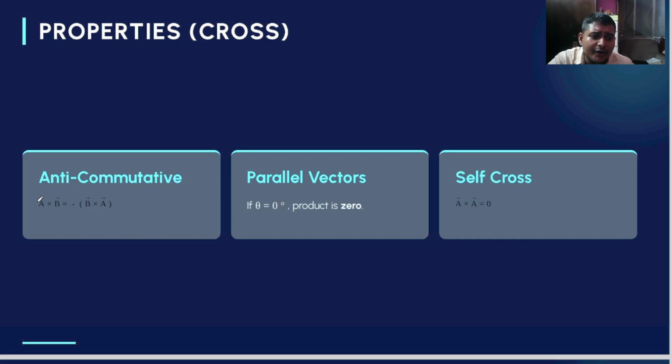Now coming to the anti-commutative property of the cross product. As we have seen, the dot product is commutative but the cross product is anti-commutative. Means a vector cross b vector is minus of b vector cross a vector. If they are parallel vectors, means sine theta is 0, so the cross product of parallel vectors is 0, means self cross is always 0.